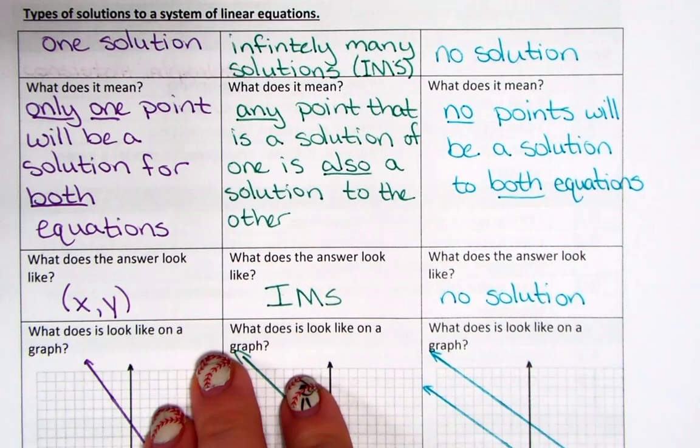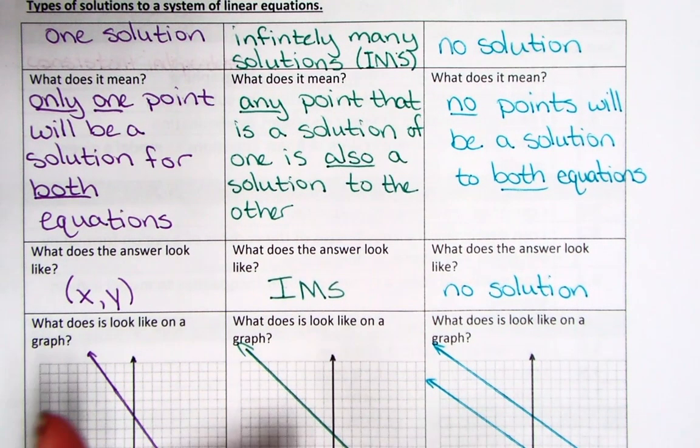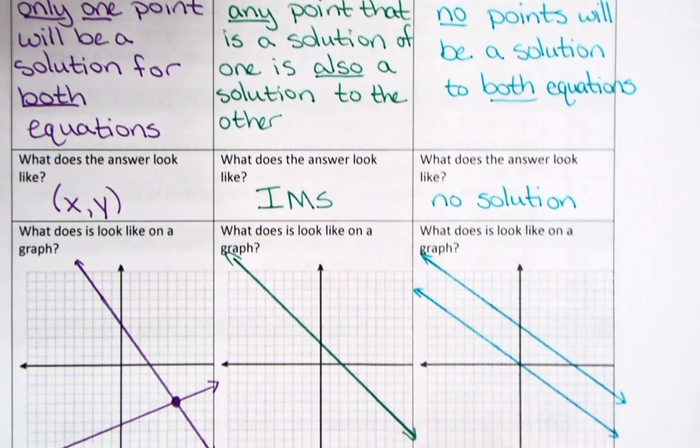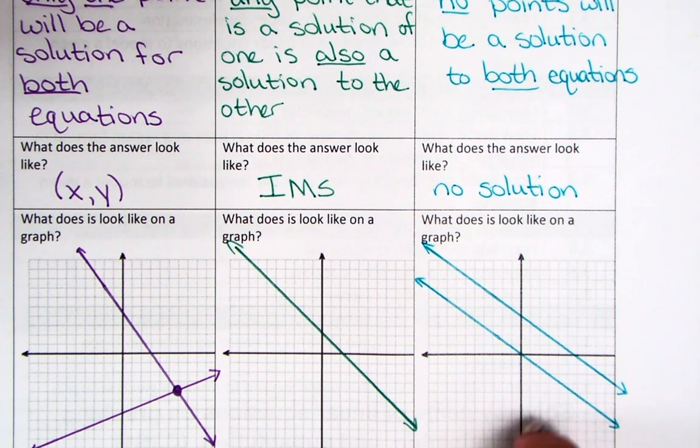The third kind of solution would be actually no solution. What happens there is that both of the equations are going to have the same exact slope, but different y-intercepts, which will make them parallel. And so there won't be a point that's in common to both equations. So parallel lines would be no solution.